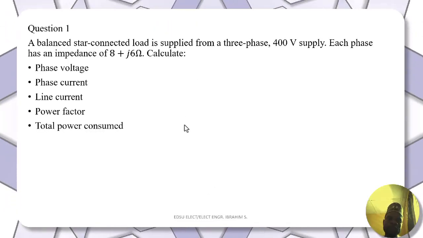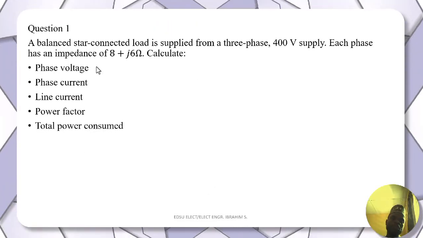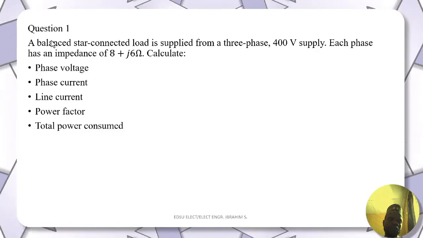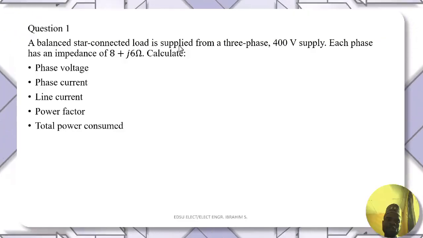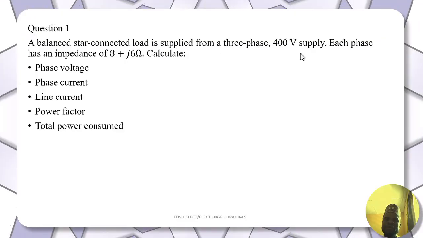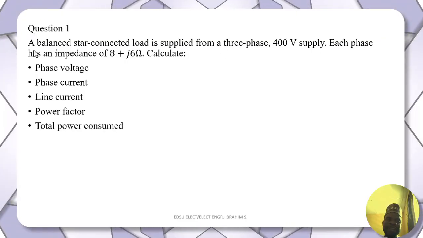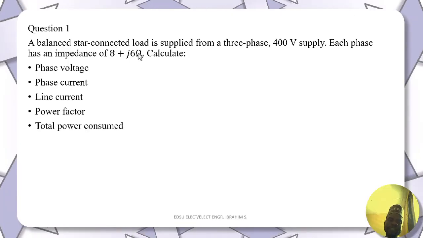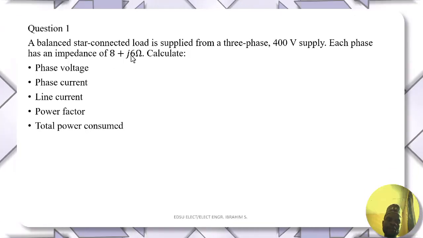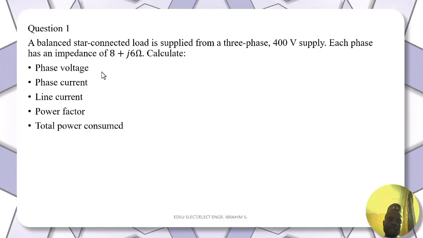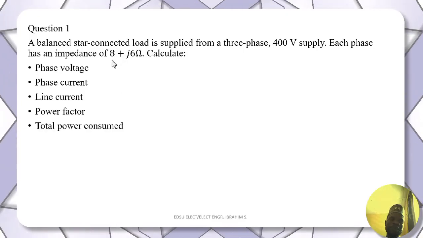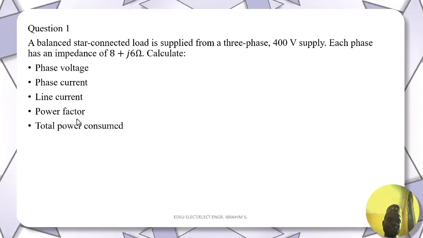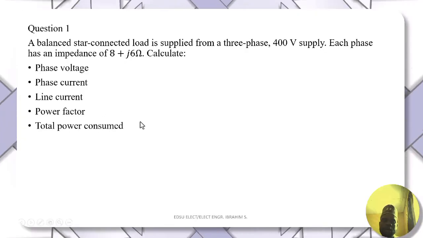So, some questions that you need to solve. Try to solve them, and you can paste your answers in the comment section. The first question is: a balanced star connected load is supplied from a 3-phase 400-volt supply. Each phase has an impedance of 8 plus j6 ohm. Don't forget, this is rectangular format. You can convert it into polar format before using it. Calculate the phase voltage, the phase current, line current, power factor, and total power consumed.